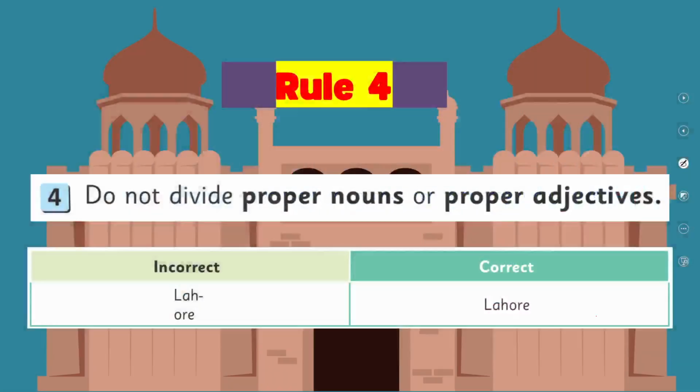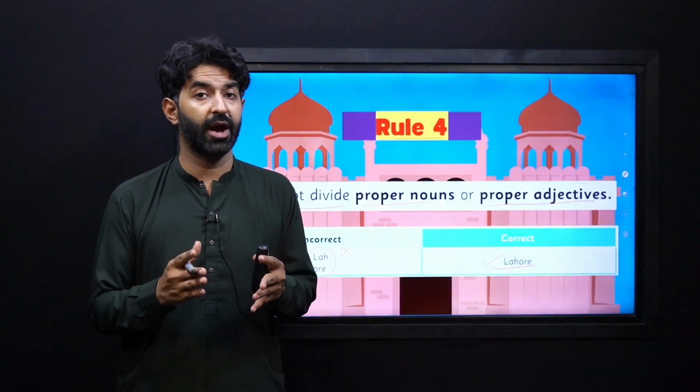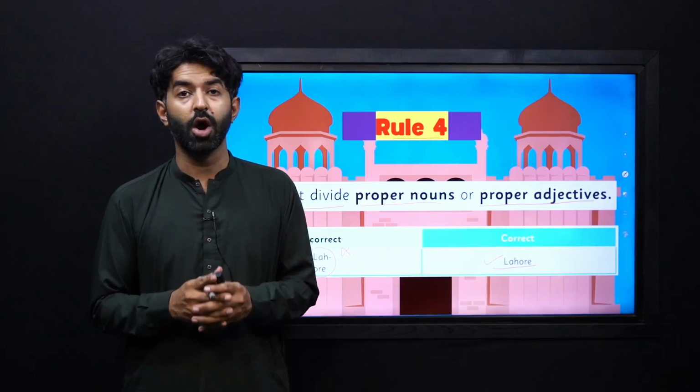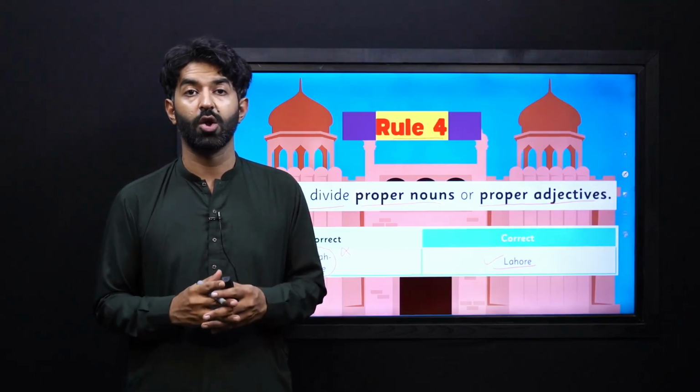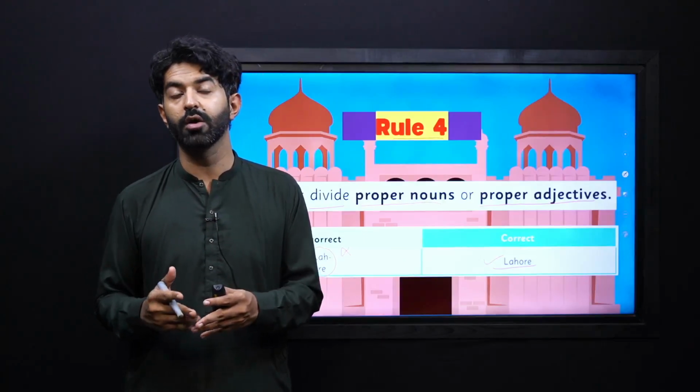Next one we have is a very important rule, that you do not divide proper nouns or proper adjectives. For example, we have a proper noun Lahore. So this is not the correct way of dividing it. Rather, we will just move on to the next line if we do not have enough space. So it will not be divided because the rule says that proper nouns and proper adjectives will not be divided like this. So instead, we will either move on to the next line or on the next page.